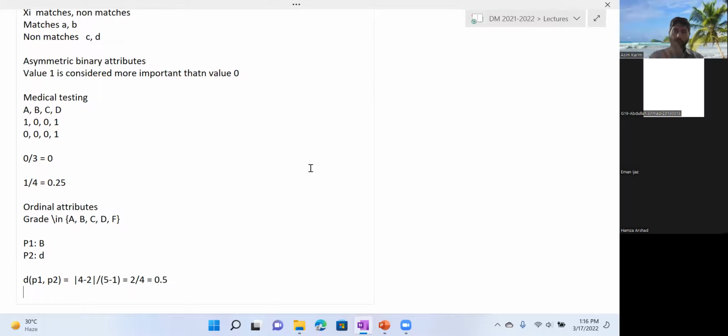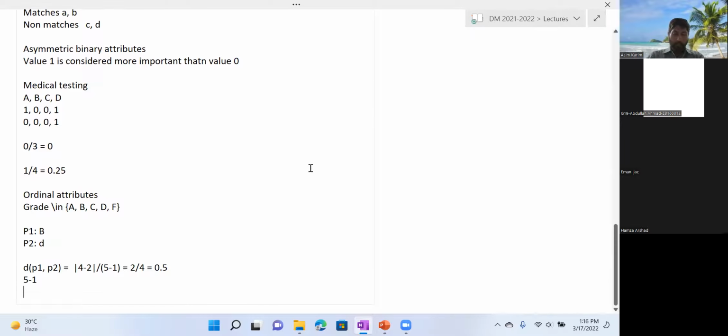So in other words, you're converting them to numbers and then just taking the difference of those numbers. Of course, normalizing with the maximum possible difference. The maximum possible difference is what? 5 minus 1, 4, which is in the denominator. Okay. So this is ordinal.